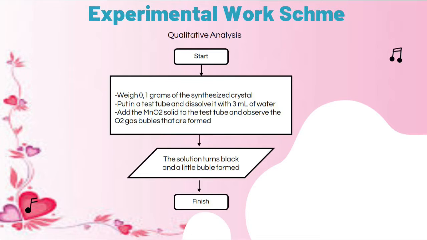Next, the experimental work scheme for qualitative analysis. Weigh 0.1 grams of the synthesized crystal, put it in a test tube, and dissolve it with 3 ml of water. Add solid MnO2 to the test tube and observe the O2 gas bubbles that form. The solution turns black and a few bubbles form. Finish.